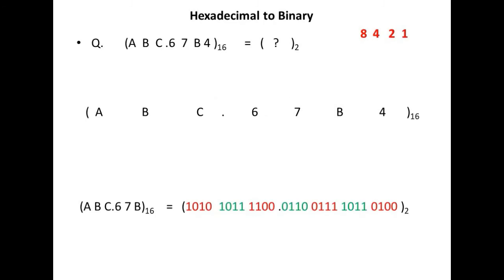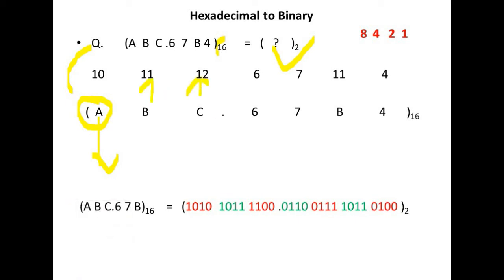The conversion of hexadecimal to binary. Here we have to convert the hexadecimal number ABC.67B4 base 16 into the binary system. We know that for hexadecimal we require 4 digits, so the weights are written as 1, 2, 4 and 8. The first step, write the number separately. Now we have to write the binary equivalent of A, B, C, 6, 7, B and 4. And we know that A is 10, B is 11, C is 12, B is 11, A is 10, 6, 7, B is 11.